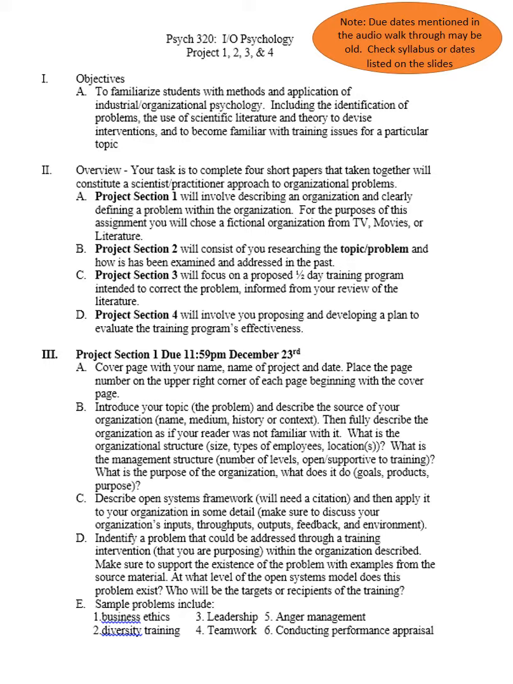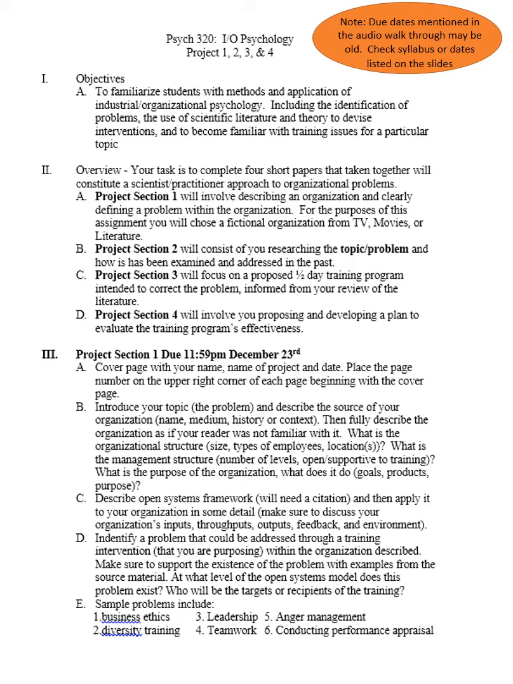So the first one is due 11:59 p.m. online through Blackboard, so you'll submit this file on December 17th. It should open with a cover page with your name, the name of the project, and the date. Please place page numbers in the upper right corner of each page, and these papers should be in APA style. You want to introduce your topic and describe the source of your organization, so name and medium.